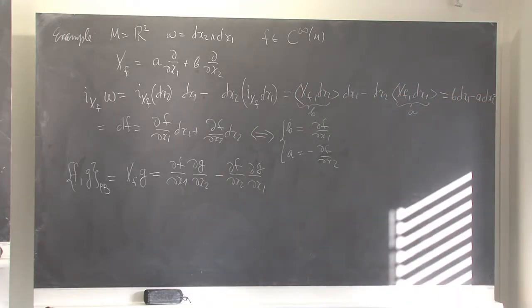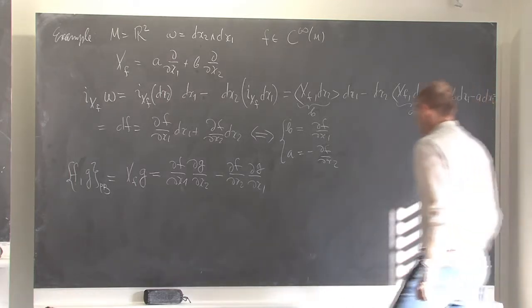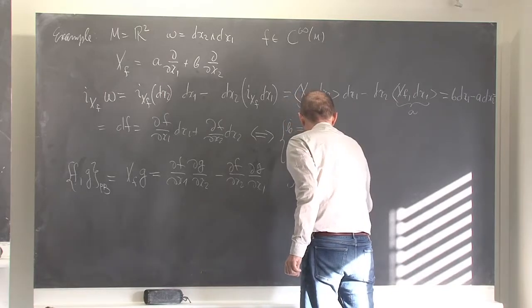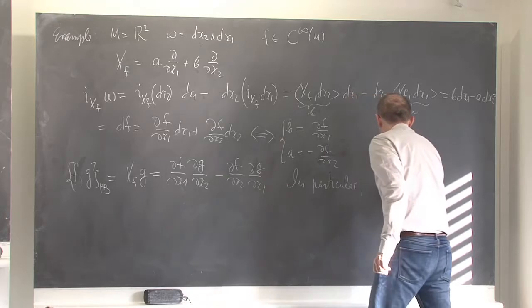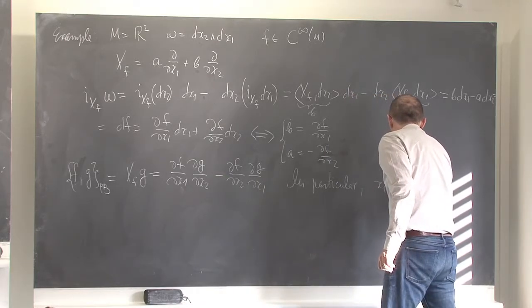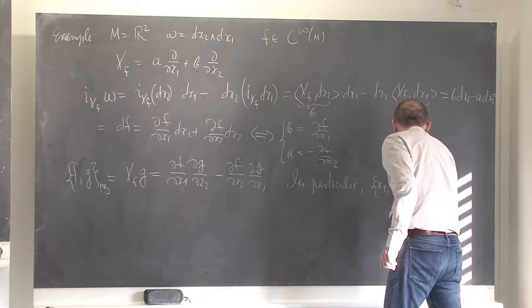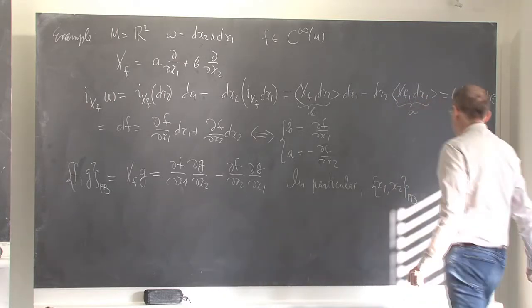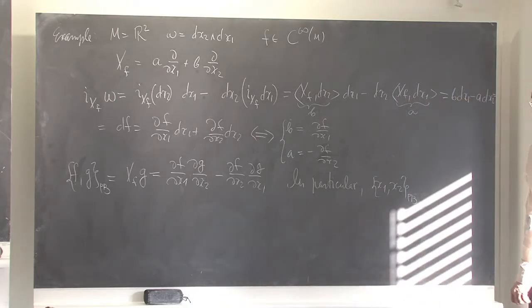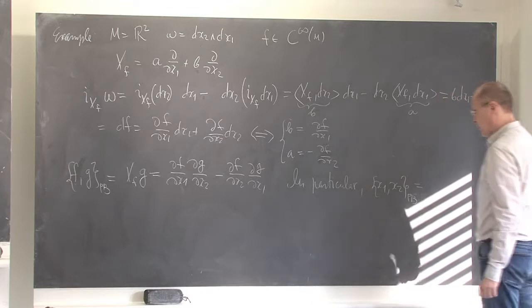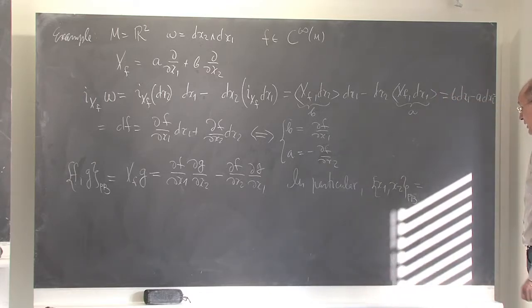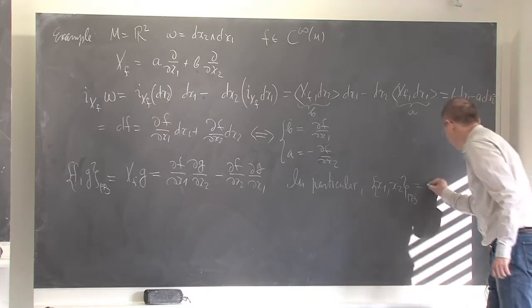In our example, in particular, if we try to calculate the Poisson bracket between the coordinate functions x1, x2, then what is it? It's dx1 over dx1 times dx2 over dx2. So it is 1.